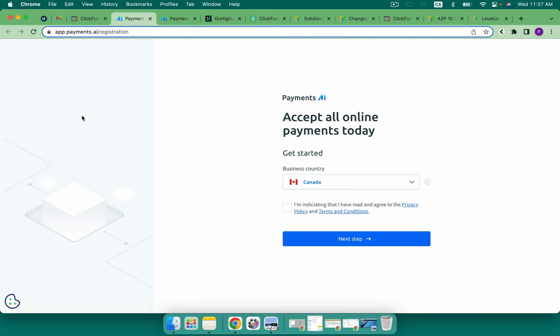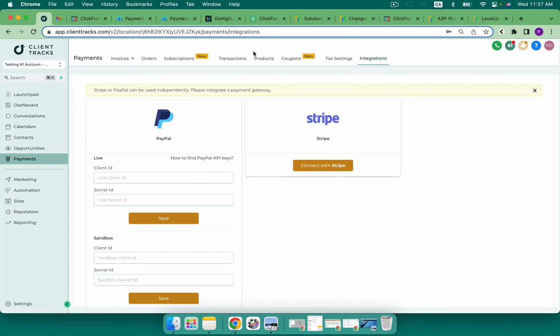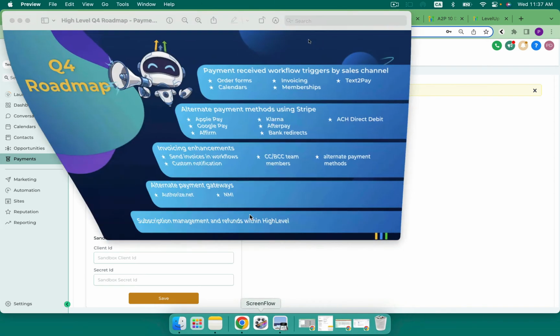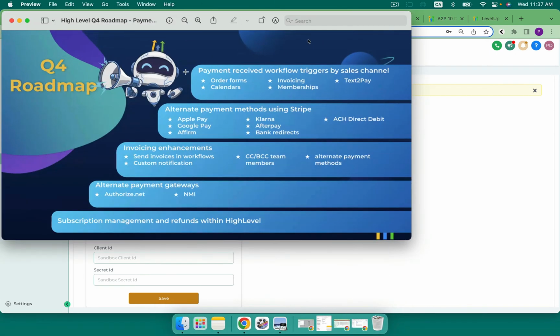For HighLevel at this time, they are only able to integrate Stripe and PayPal. However, on the horizon, we can see from this screenshot for HighLevel, they have Apple Pay, Google Pay, Affirm, Klarna, Afterpay, Bank Redirects, and ACH Direct Debit. We can also see alternative payment methods, Authorize.net, and NMI. This is coming in Q4.